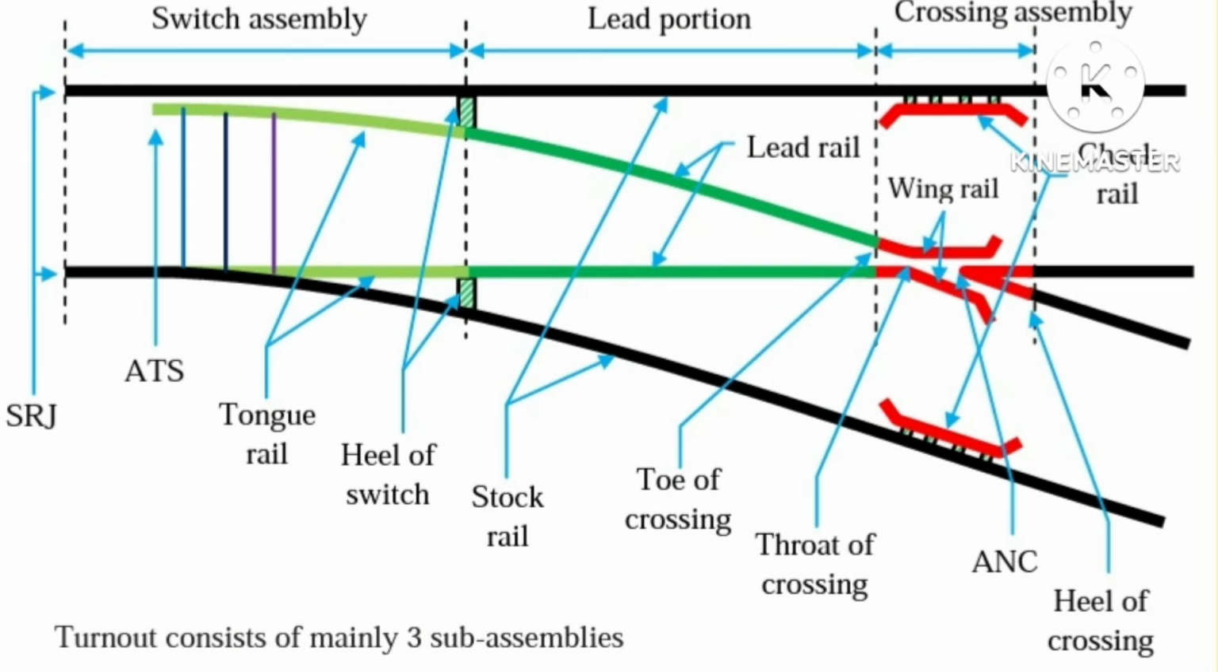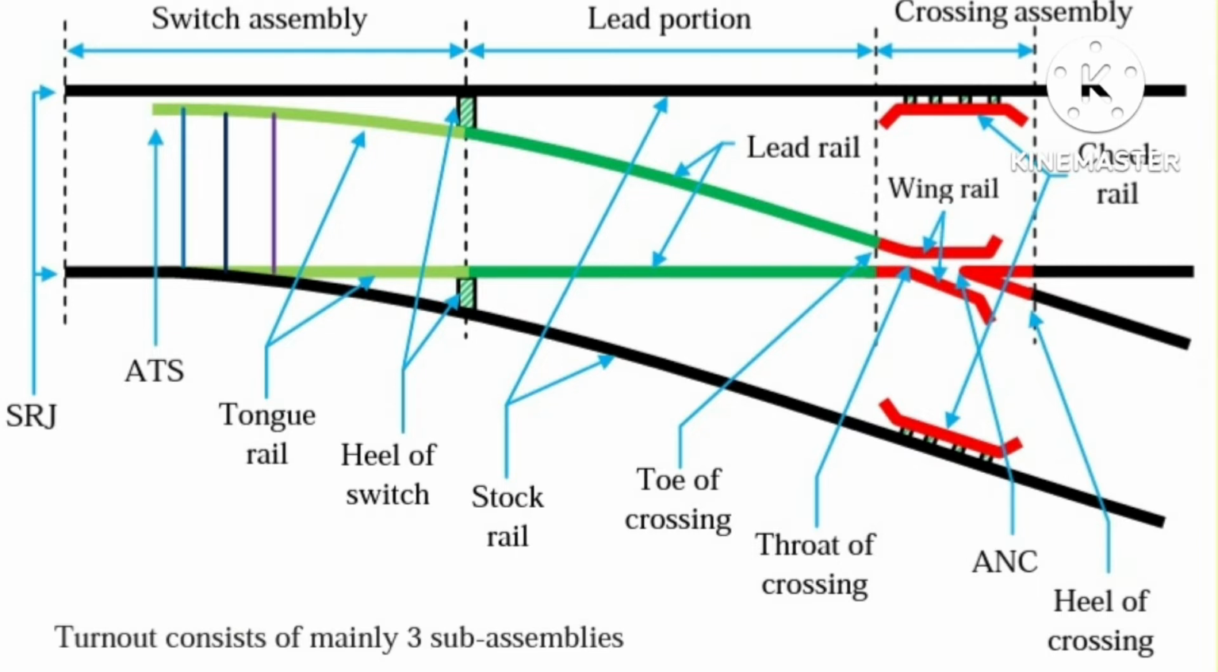Points and crossing are provided to transfer railway vehicles from one track to another. The tracks may be parallel, diverging or converging to each other. These points and crossing are necessary when railway vehicles are to be diverted from one track to another because the wheels of the railway vehicle are provided with inside flanges which require this special arrangement.